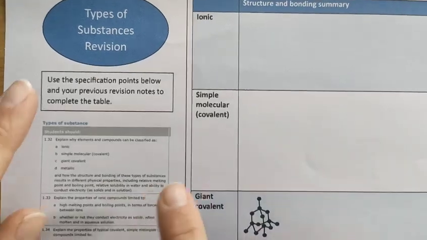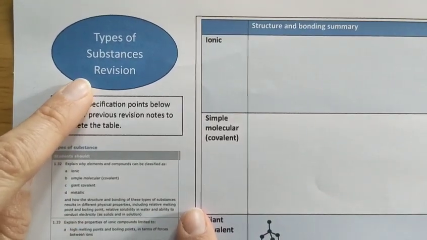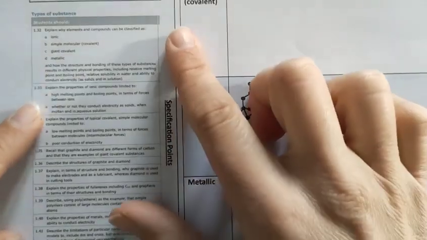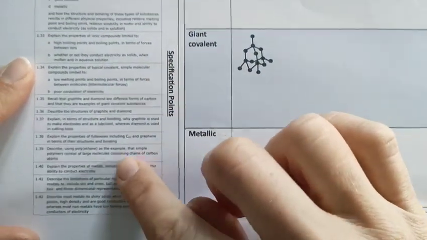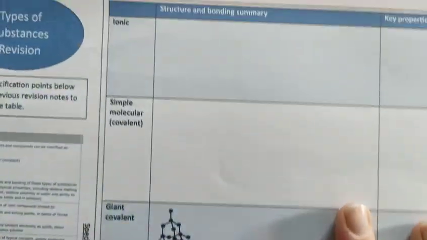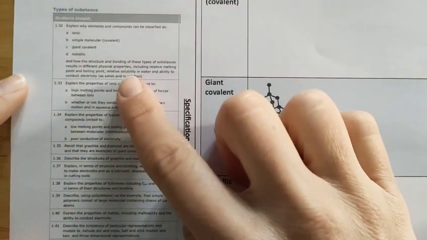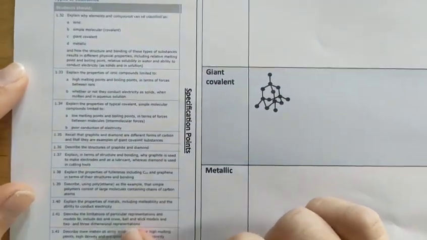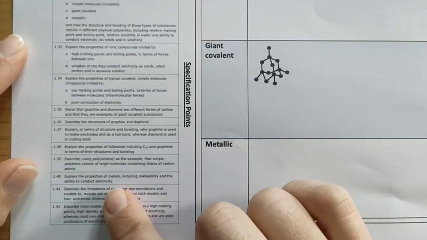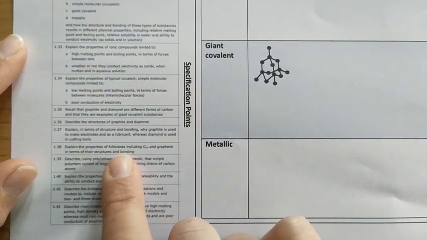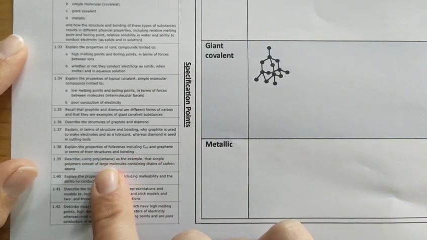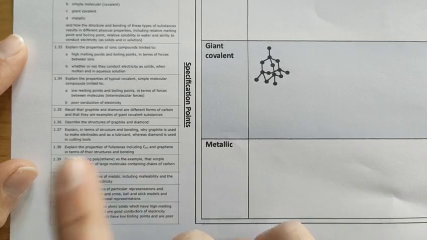Hi everyone, so we're going to look at the types of substances revision sheet now. So here are all the specification points. There's quite a lot in here, and actually going through this revision sheet we probably are not going to cover every single specification point, so it might be still worth looking at some of them. So for example, the properties of fullerenes and polythene, which won't be covered from what we're going to discuss shortly.